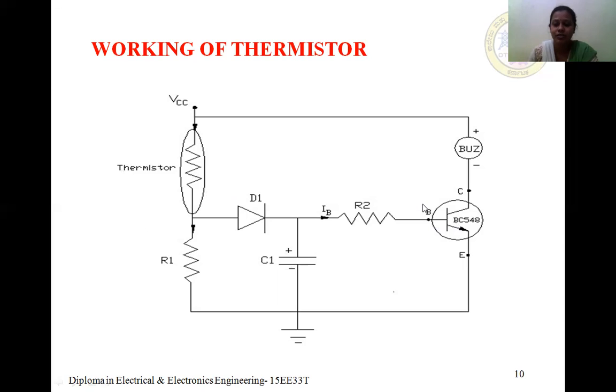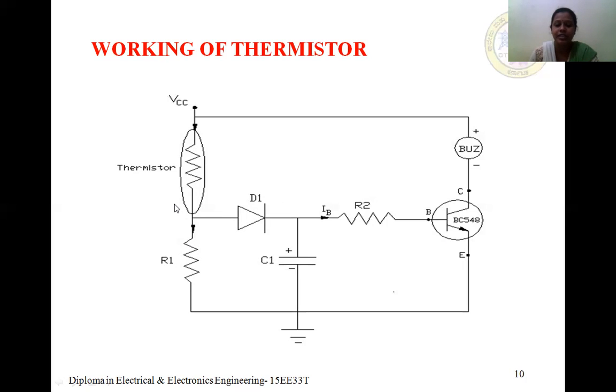The transistor is switched on by the voltage drop across the resistor R1. At normal temperature, the voltage drop across the resistor R1 is low and hence the transistor is in the off condition. That is, under normal conditions, with no fire and normal temperature, the voltage drop across the resistor R1 is low, hence the transistor will be in off condition.